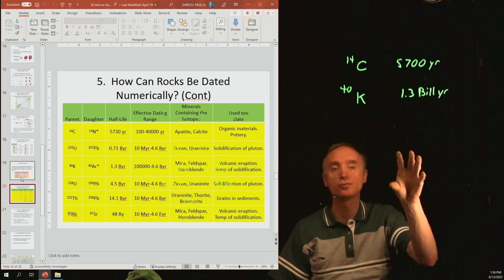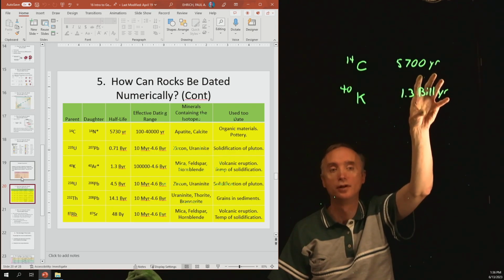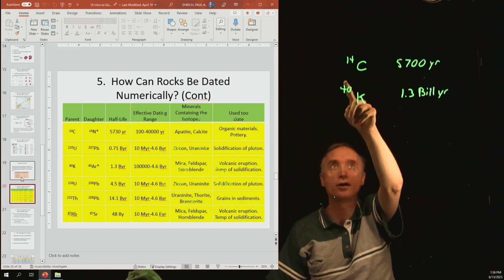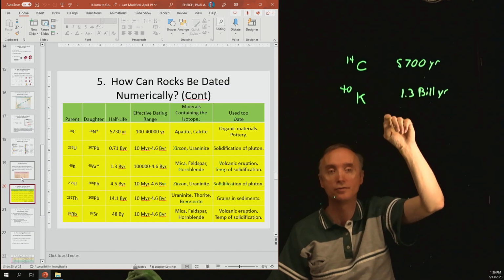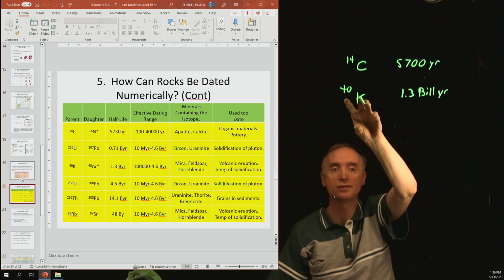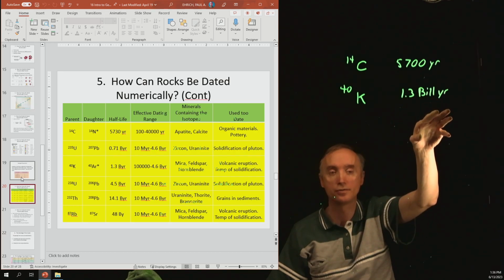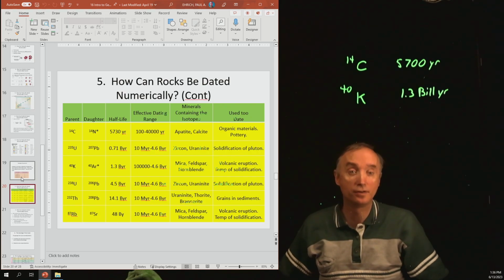So I just wanted to point out here are two typical radioactive nuclei. You've got carbon-14 that has a half-life of 5,700 years, and then you've got potassium-40 that has a half-life of 1.3 billion years. So notice that's a drastic difference in their half-lives.